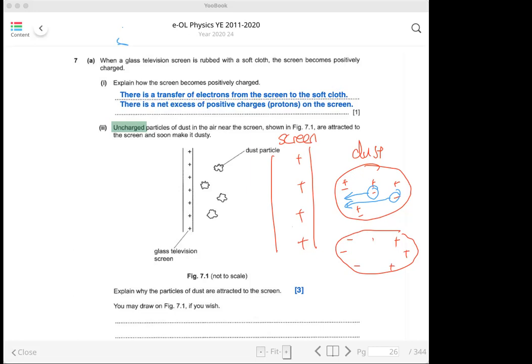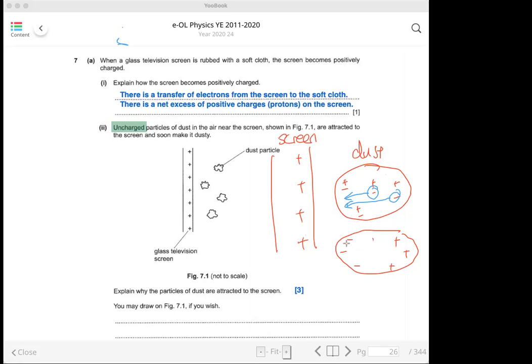How about the rest of you? Anyone still need help? Okay, so when the dust is near the screen, the negatively charged particles in the dust will be slightly attracted to the screen. So the side that is nearer to the screen will be slightly negatively charged, while the side away from the screen will be slightly positively charged. With this kind of configuration, why will it move to the screen? There should be the same amount of attraction and the same amount of repulsion, right? So why does it move to the screen? What is the theory here?